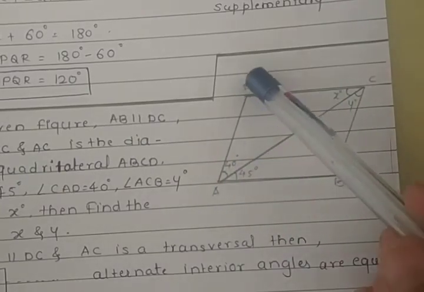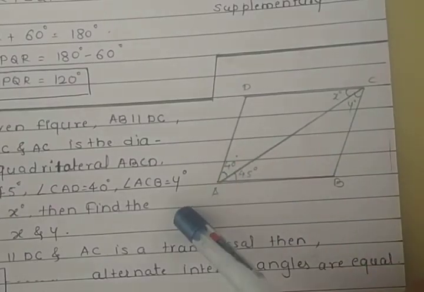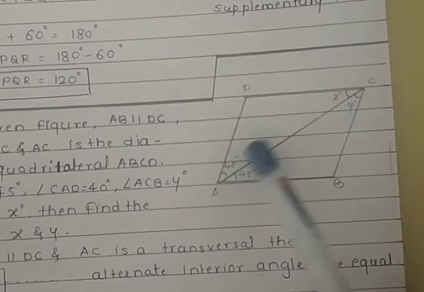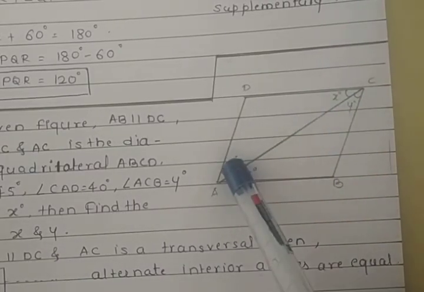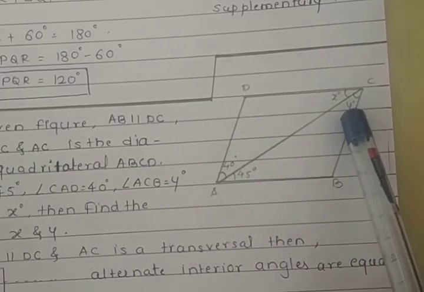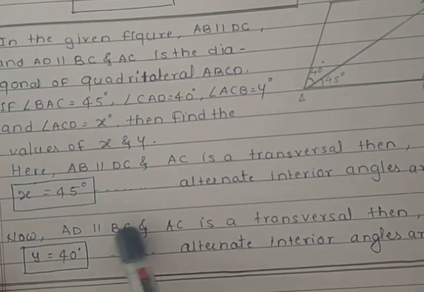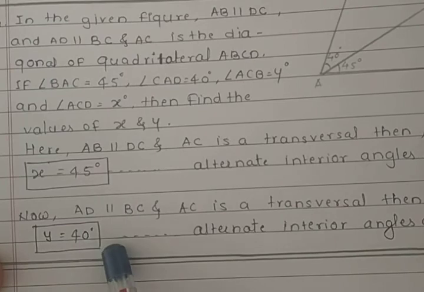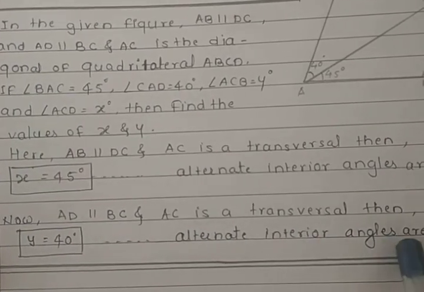If we consider AD parallel BC and AC is a transversal, then Y and this 40 degrees are also alternate interior angles, and we know that alternate interior angles are equal, right? So Y is equal to 40 degrees. See here, AD parallel BC and AC is a transversal, therefore Y is equal to 40 degrees, because the reason behind this is alternate interior angles are equal.